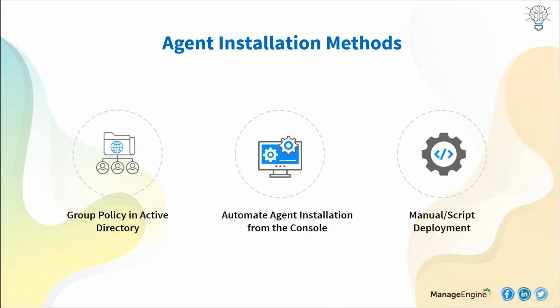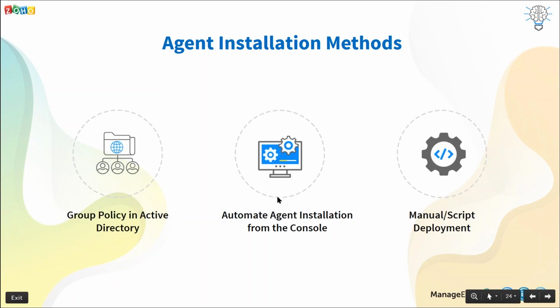So, agent installation methods. Since Desktop Central is a client-server model, this means that you need to have an agent installed in all of your endpoints in order to manage them. And we facilitate agent installation using 3 different methods. One is via group policy or startup scripts in your Active Directory. You can simply download the application setup and push it using a GPO.